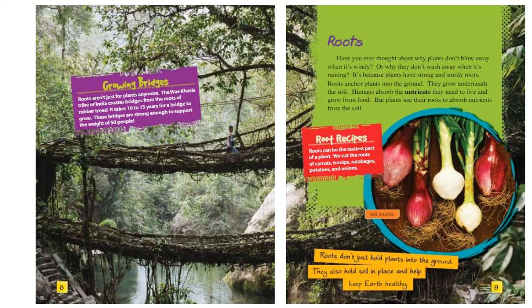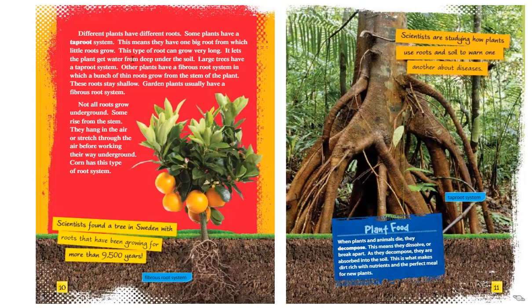One other note here, growing bridges. Roots aren't just for plants anymore. The Khasi tribe of India creates bridges from the roots of rubber trees. It takes 10 to 15 years for a bridge to grow. These bridges are strong enough to support the weight of 50 people. So roots are indeed very important for many different things. Different plants have different roots. Some plants have a taproot system.